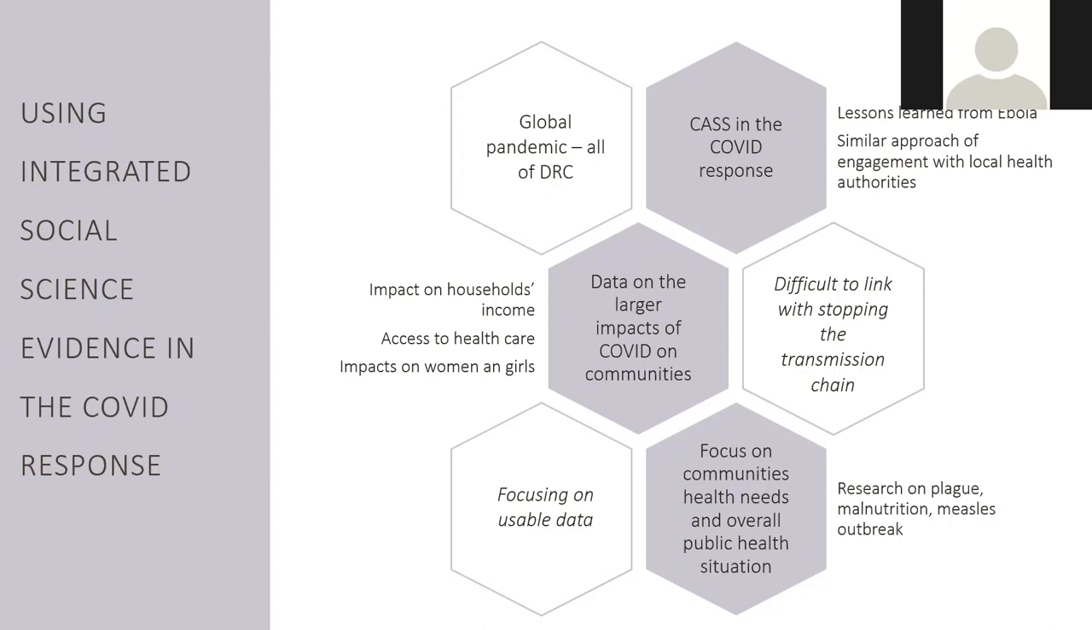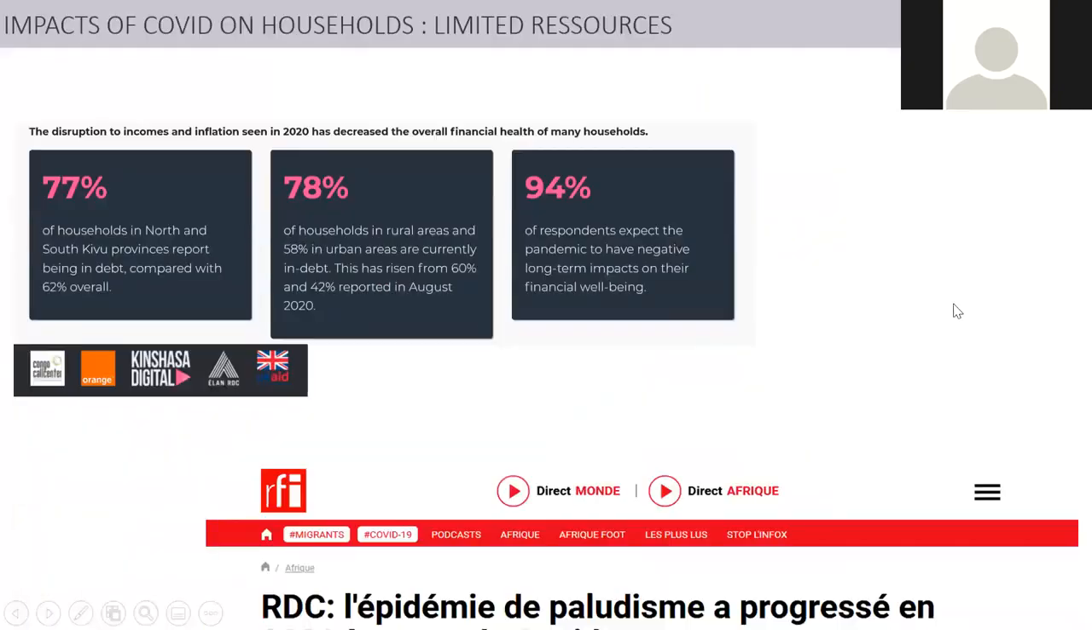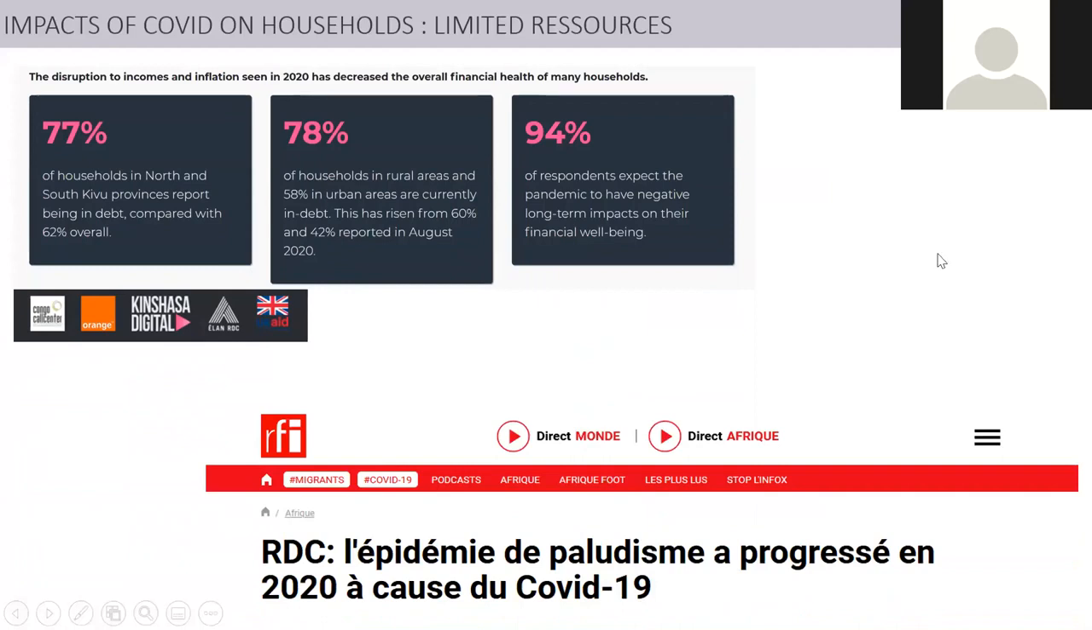So then we decided to focus on data that we could make sure is used. And this is where we decided to focus on community health needs and overall public health situation. So even now the COVID is still a reality, but we are trying to do research as well on plague, on malnutrition, on measles outbreak in the country. Because we know that this data will be more easily used. So a quick example, again, to illustrate what I was talking about.